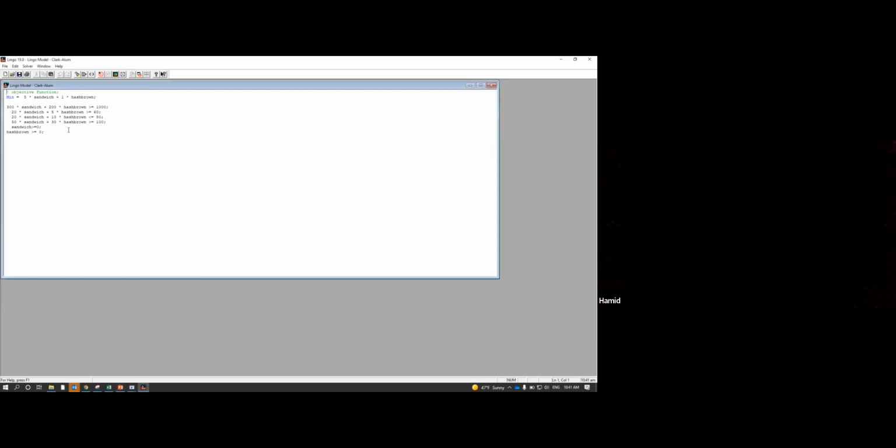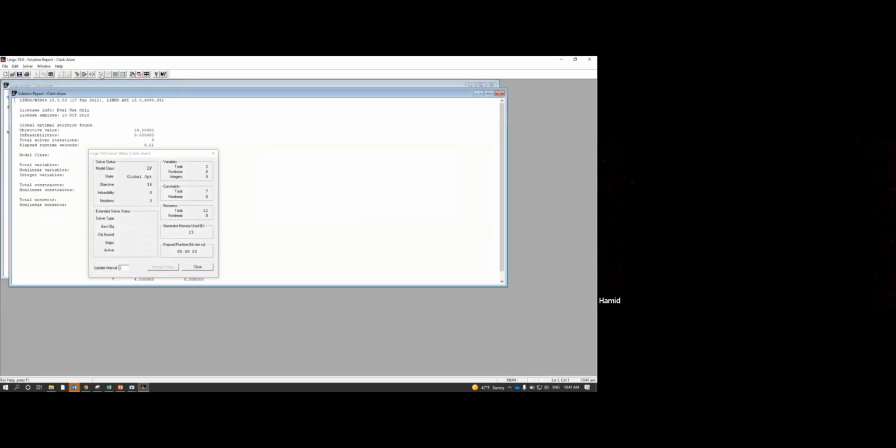But how to solve it? This is the solve button. If you look at my mouse, it's like a dart game button. If you click on it, you see the answer. The objective value is 14. There is no infeasibility. Don't look at iterations; it's just something under the hood of linear programming.